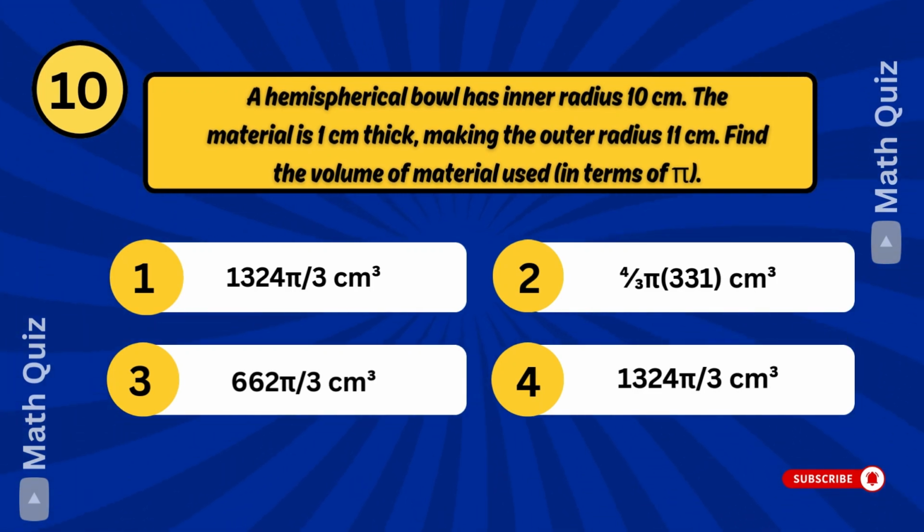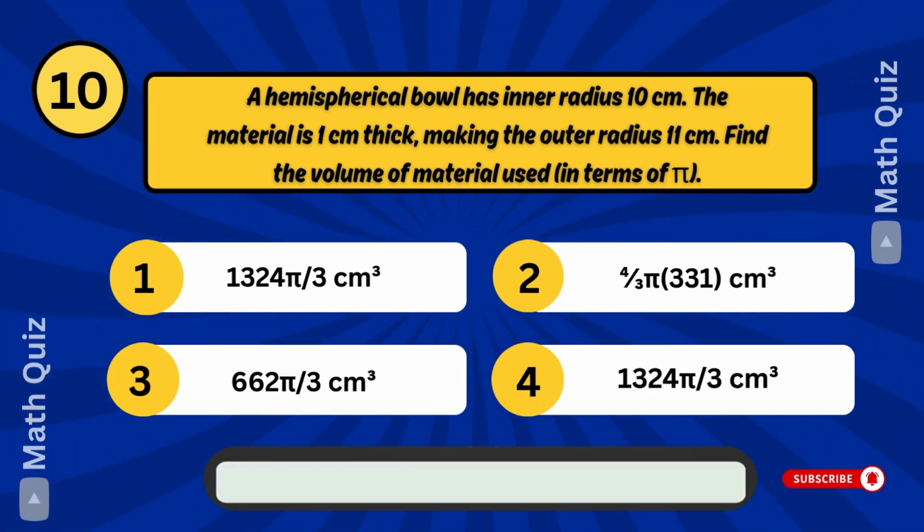A hemispherical bowl has inner radius 10 cm. The material is 1 cm thick, making the outer radius 11 cm. Find the volume of material used in terms of pi.